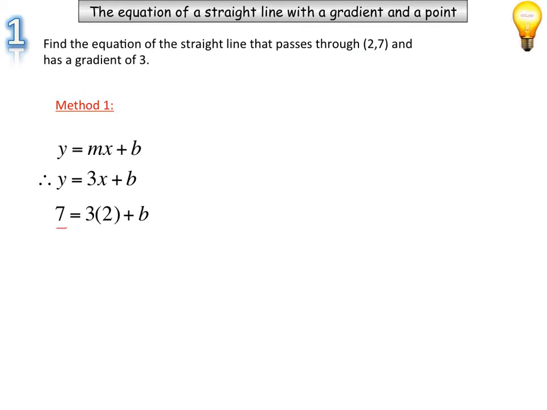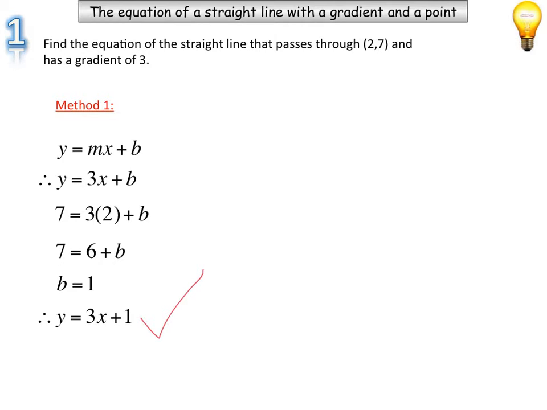So y equals 3x plus b. 2 times 3 is 6. Take 6 away to the other side. I have b equals 1. Then I can substitute that back into my b value to find out what my equation will be. So y equals 3x plus 1. So that is one method.